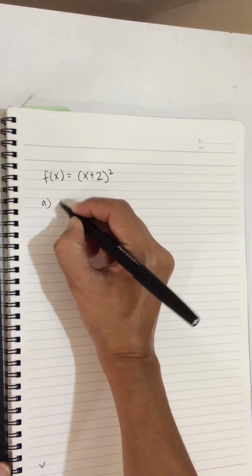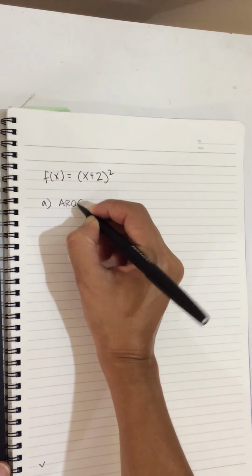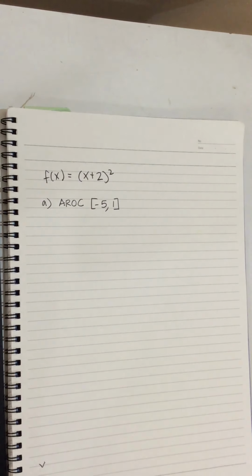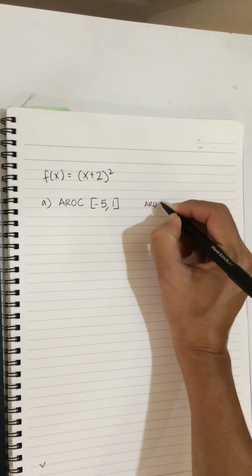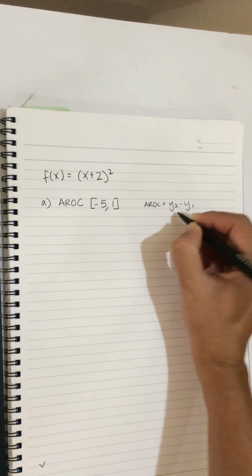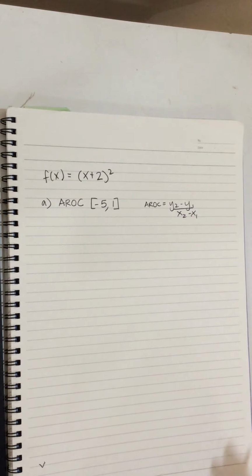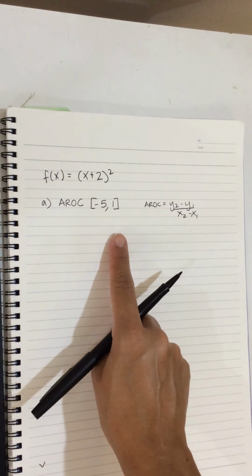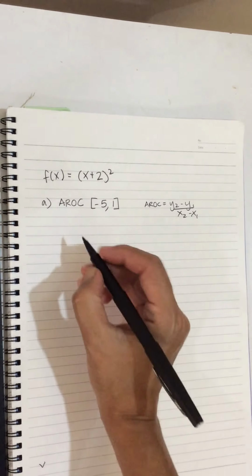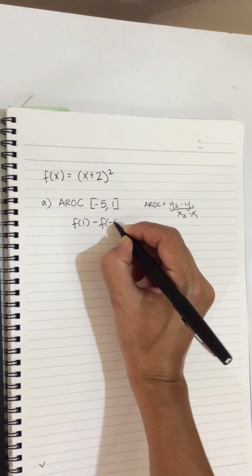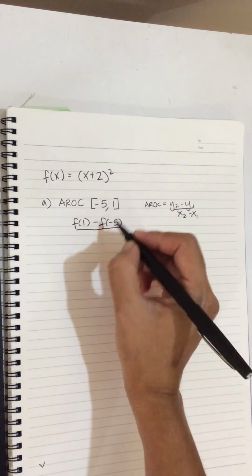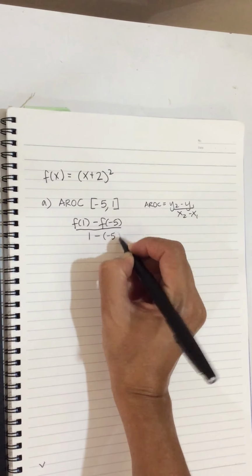Part A was the average rate of change from -5 to 1. So you just had to use your slope formula, y2 minus y1 over x2 minus x1, which I'll write over here because I'm going to use this more than once, right? So what's the difference between those 2 points? Let's start here. y2 is just going to be f of 1 minus y1, which is f of -5, over the difference, 1 minus -5, right?